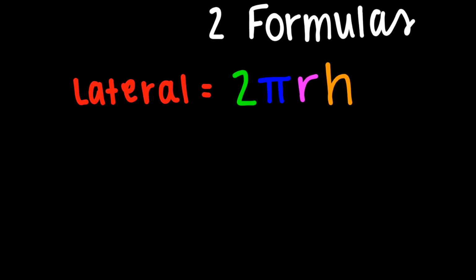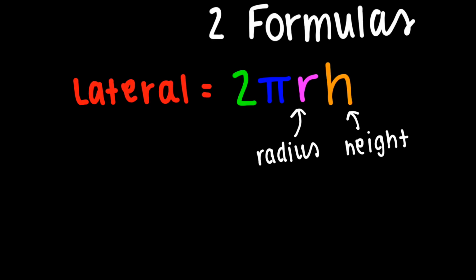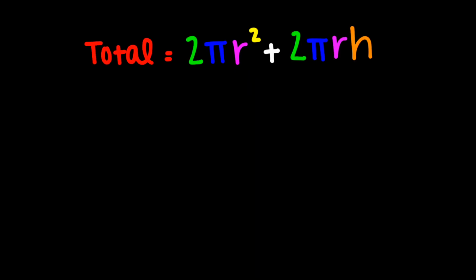So our first one, the lateral is 2 pi r, where r stands for radius, times h, which stands for height. So we take 2 times pi times the radius times the height. And the second formula, we have 2 pi r squared. So remember your r is radius.